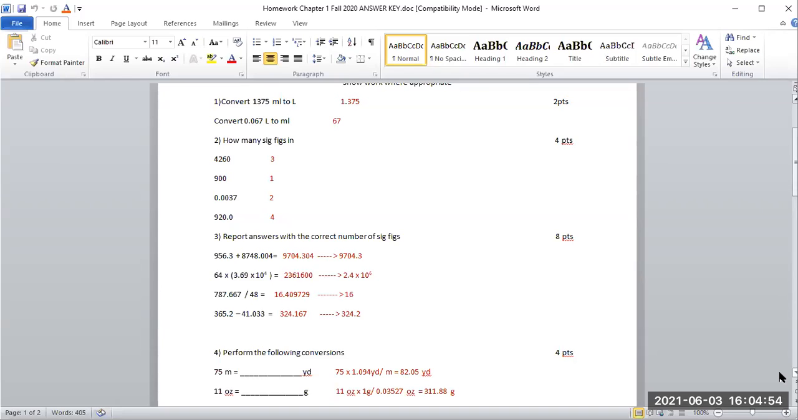Then I gave you a number that was much smaller than 1. Your zeros at the beginning are leading zeros. Therefore, they are placeholders and they do not count as sig figs, only the 3 and the 7. So that one only has 2 sig figs. And then the last one, I did give you a decimal point, despite the fact that there are some zeros in that number. Presence of the decimal point indicates that you need to count all of the trailing zeros. So there are 4 sig figs.